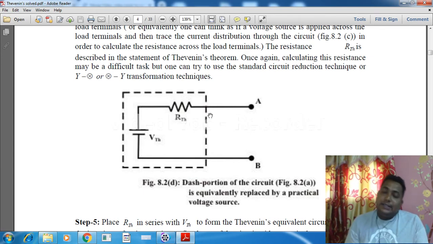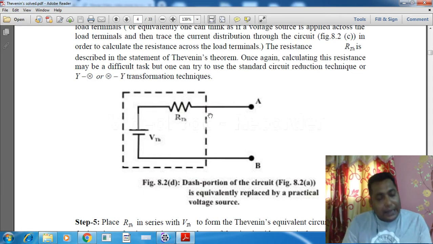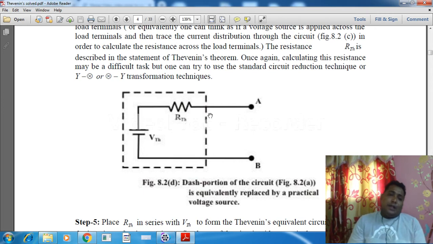There is a VTH, there is RTH, and there is a terminal AB from where we have disconnected the load resistance. If we connect a load resistance at terminal AB, then this is a simple series circuit. In a simple series circuit, finding the current is very easy. Just apply Ohm's law, V equals IR, so I equals V by R. Applying that, we can find the load current through the load resistance. As you can see, any complex circuit is reduced to a simple series circuit. That is the main concept.